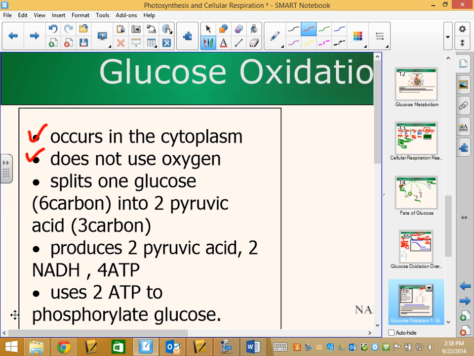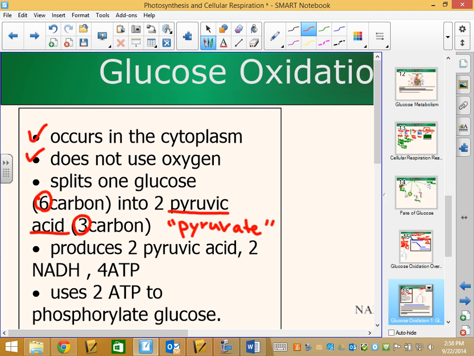The idea is that we're going to take one glucose, which has 6 carbons, and we're going to split it into 2 molecules of pyruvic acid, which sometimes is just referred to as pyruvate, depending on where exactly we are in the chemical process. The idea is that I went from 6 to 3. Notice how this is basically the opposite of what the Calvin-Benson cycle did. There, I took 2 3-carbon molecules and put them together to make glucose.